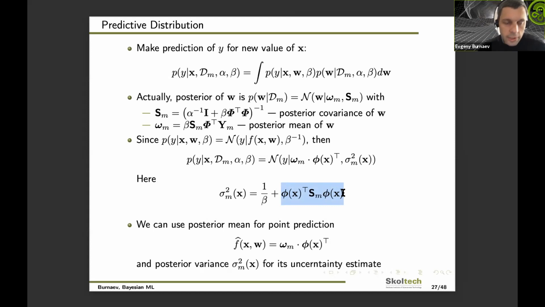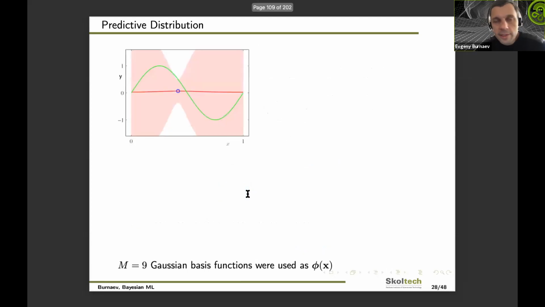And this is how we estimate the uncertainty in predictions resulting from the uncertainty in the values of parameters W. Fortunately, in the case of linear models, we can calculate this explicitly. In the case of deep neural networks, it's not possible, and so we will have to use various types of approximations. Also, this posterior mean here can be used for point prediction, and this posterior variance here can be used for uncertainty estimate. So let's consider an example.